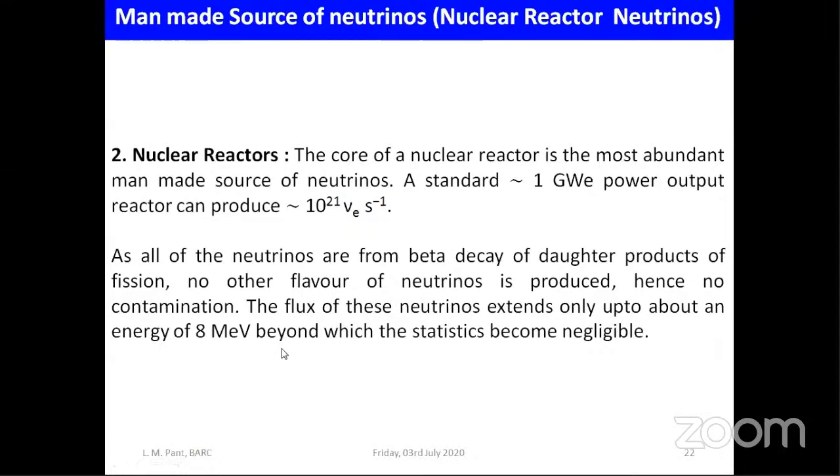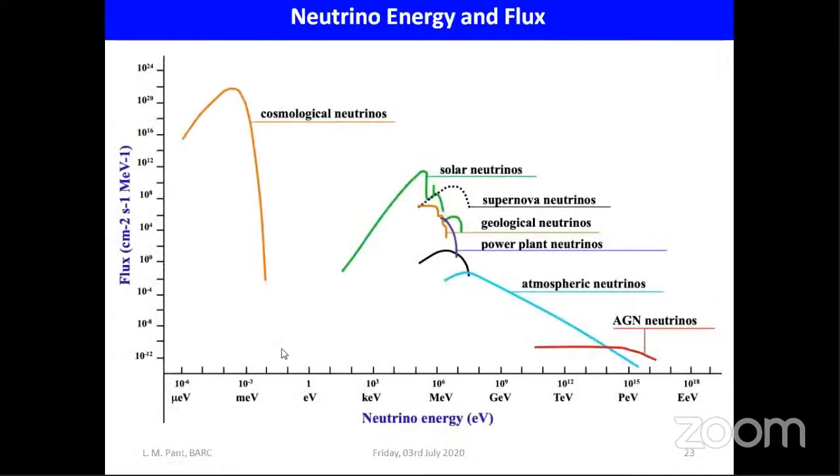On slide 23, if the slide 23 is being displayed, I just want to have a check here. Yeah, this is fine. So here we have on the x-axis the neutrino energy and the flux on the y-axis. As we see, these are the total types of neutrinos with respect to energy and flux: the cosmological neutrinos, the solar, the supernova, geological, the power plant neutrinos, and this is the basic talk of today, which we'll be discussing, and this is how the flux varies.